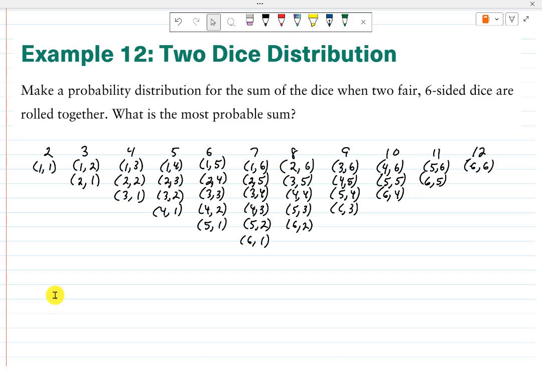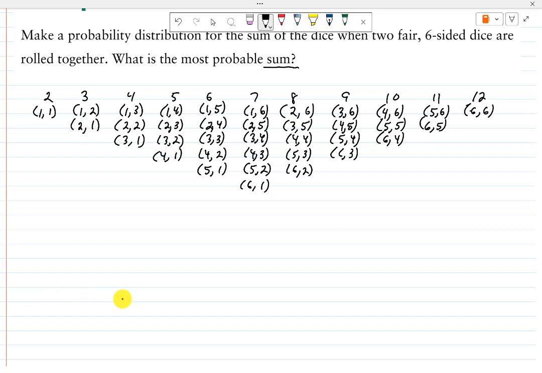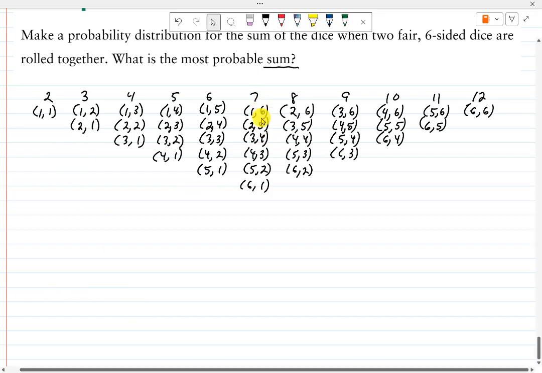All right, here's a question involving 2 dice, and I have all the 36 outcomes listed here. So what I want to do is make a probability distribution based on this. Since they're asking for the most probable sum, you should be able to see that the most probable sum here is 7, because the probability it happens is 6 out of 36, which is bigger than for any other number.